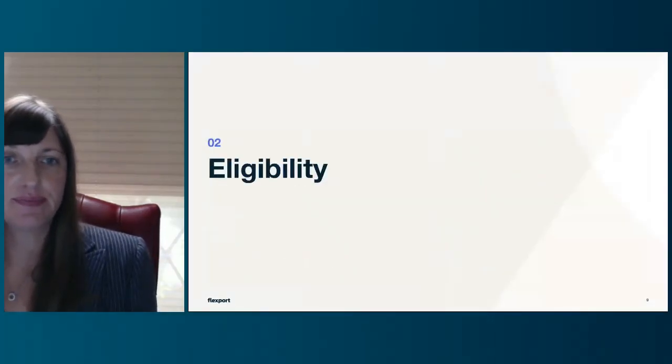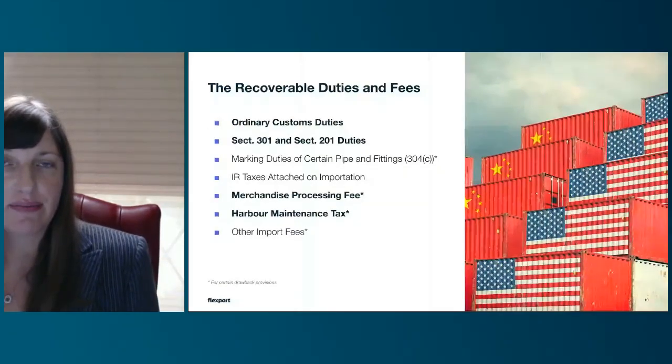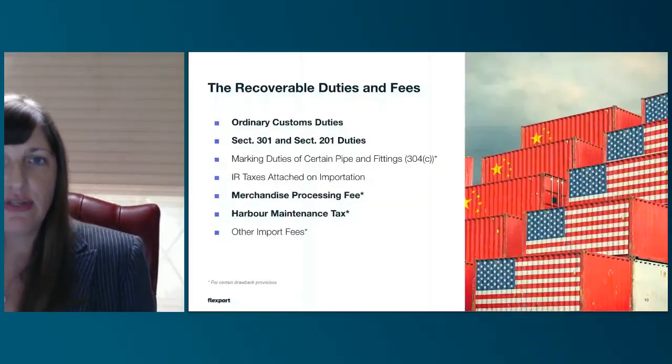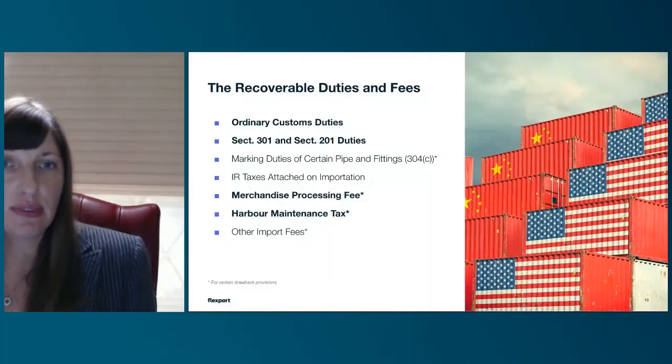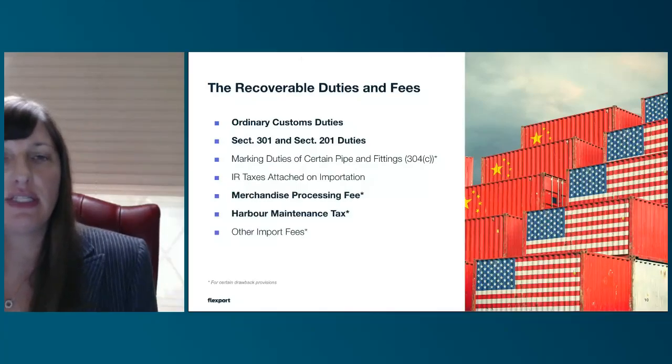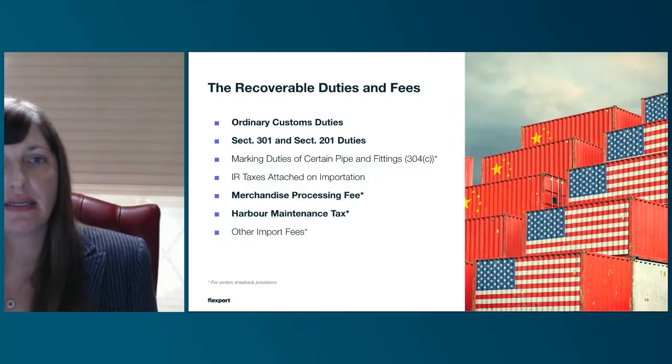Eligibility. What duties can be recovered with drawback? Ordinary customs duties paid upon entry, Section 301 duties. Most notably, this is the additional duty starting in mid-2018 on many imports from China, which has had a big impact on companies that may have previously paid low or no duty on their imports.